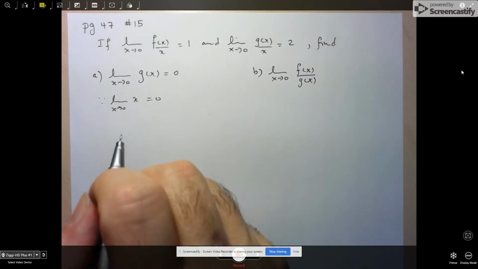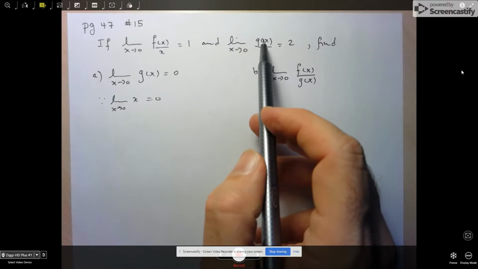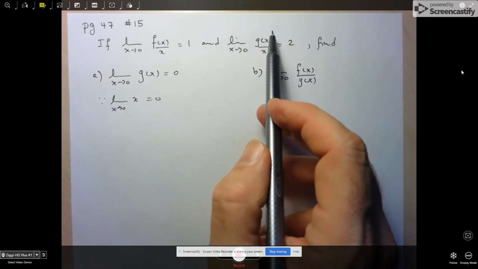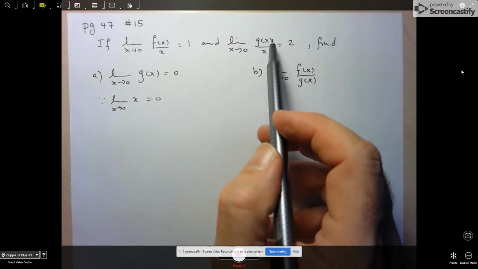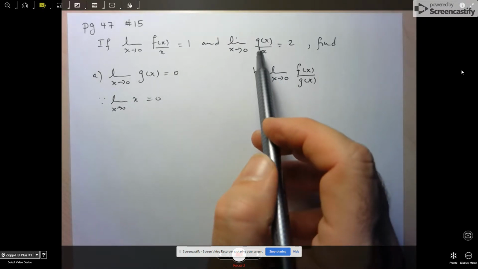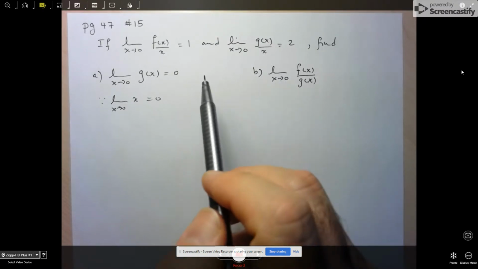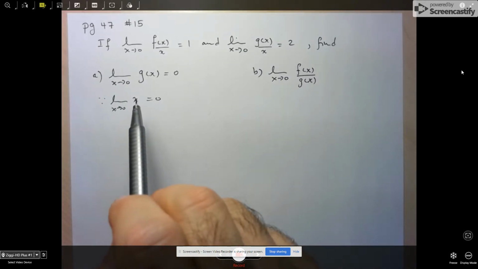All right, so just a reminder here that if the numerator of a quotient approaches anything other than 0 when the denominator approaches 0, the limit automatically does not exist. The only way for such a limit to exist is if both are approaching 0. In other words, if we had an indeterminate form.